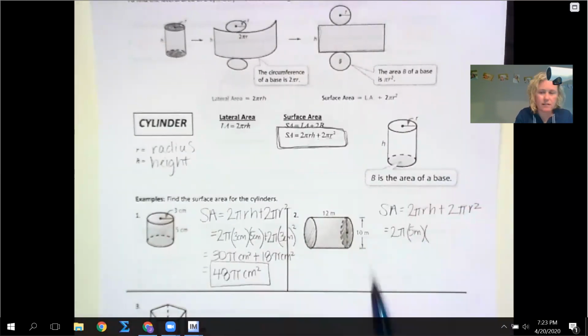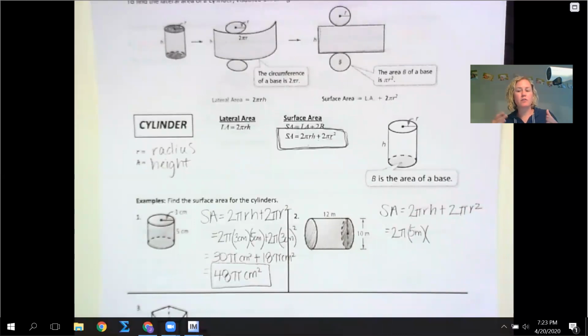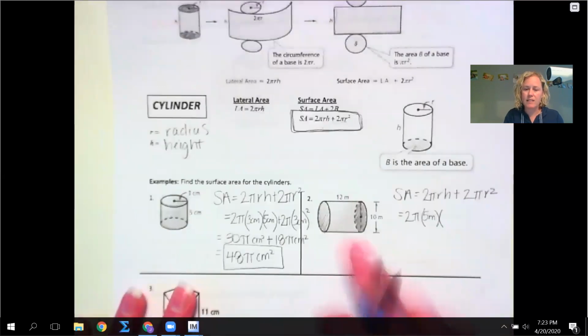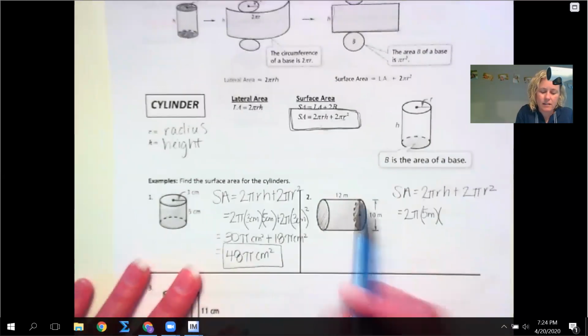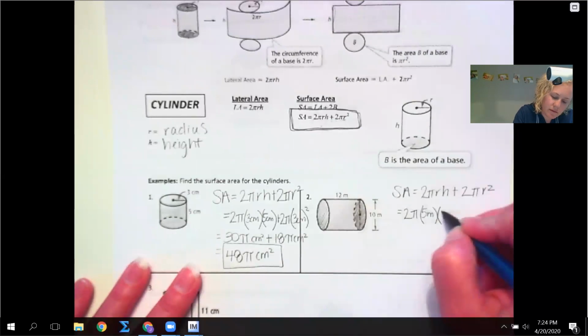And then your height, okay, think about this. Height goes from base to base. Just like you have a height, maybe you're 6 feet tall, okay? Even if you're laying down in bed, you're still 6 feet tall, okay? So it's like this cylinder is laying down. What's its height? 12 meters.